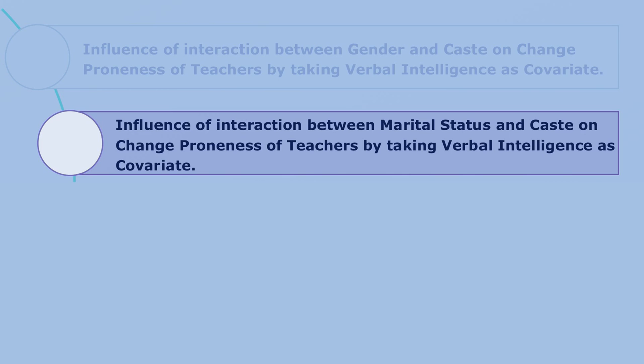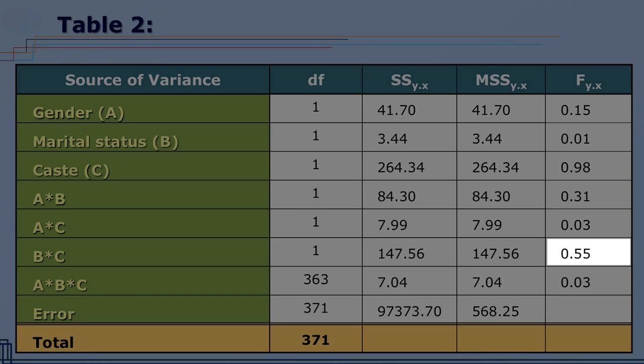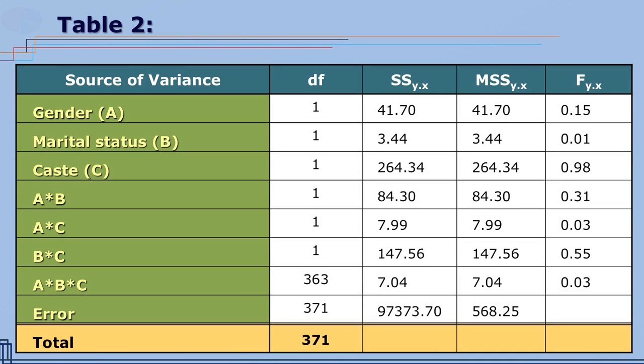Influence of interaction between marital status and caste on chain proneness of teachers by taking intelligence as covariate. From table 2, it is evident that the adjusted F value for interaction between marital status and caste is 0.55, which is not significant. It shows that adjusted mean scores of chain proneness of single, unmarried and married teachers belonging to general and other castes did not differ significantly when verbal intelligence was taken as covariate.